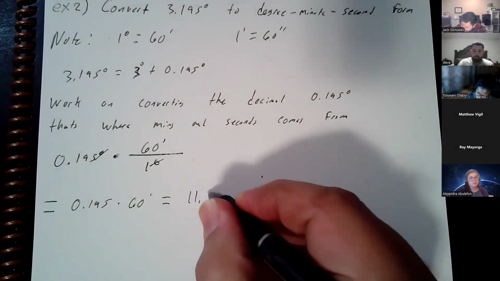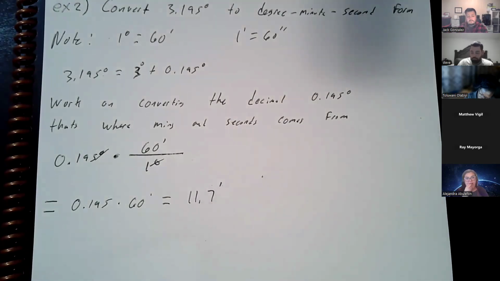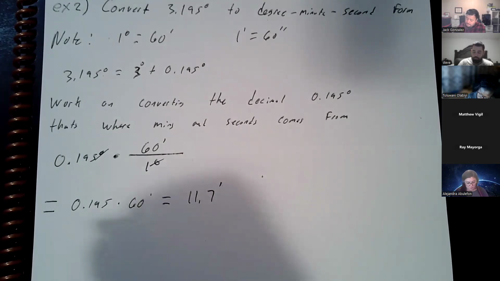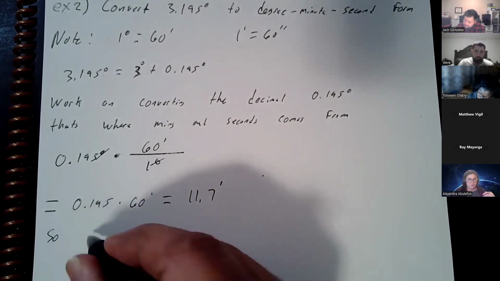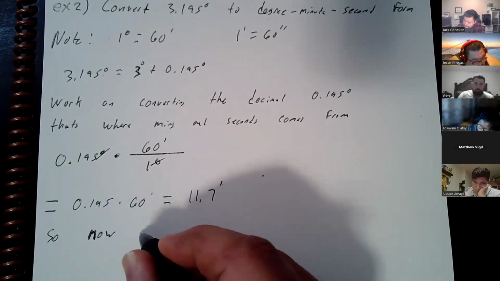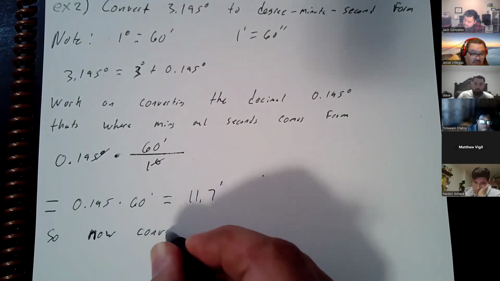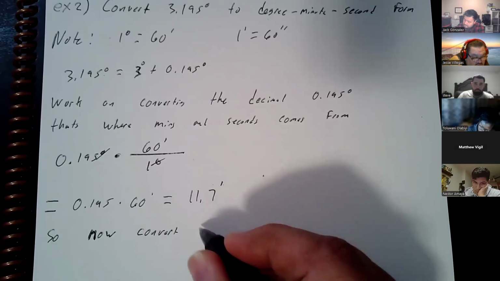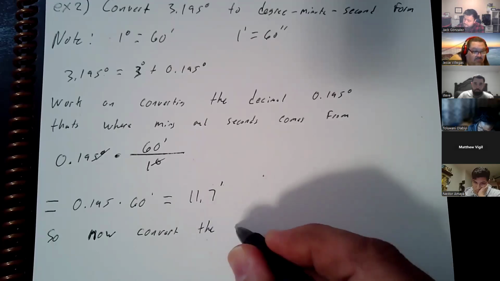Now I have 11.7 minutes. I don't have any more degrees, but I still have a decimal. So if you end up with a decimal, you end up converting that part. Now, next step: you do the factor conversion down to the seconds. So now convert the remainder portion.